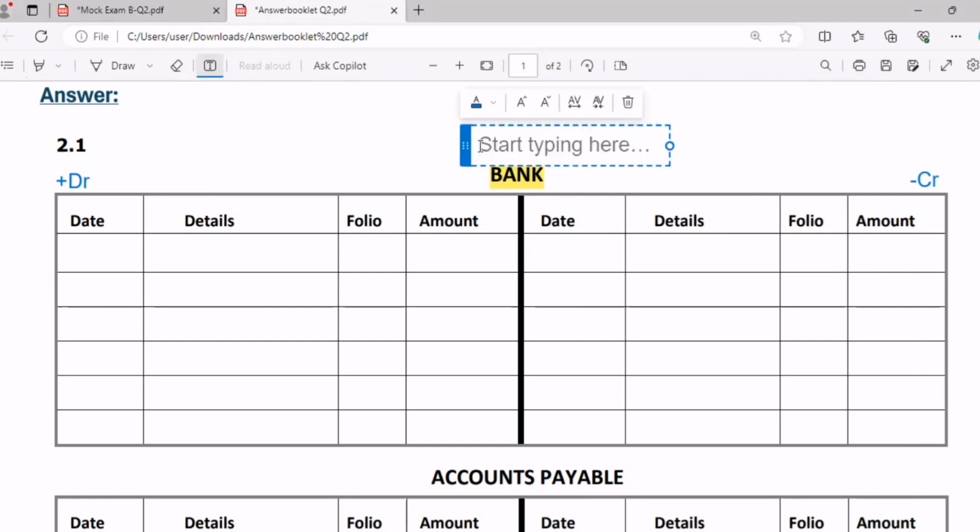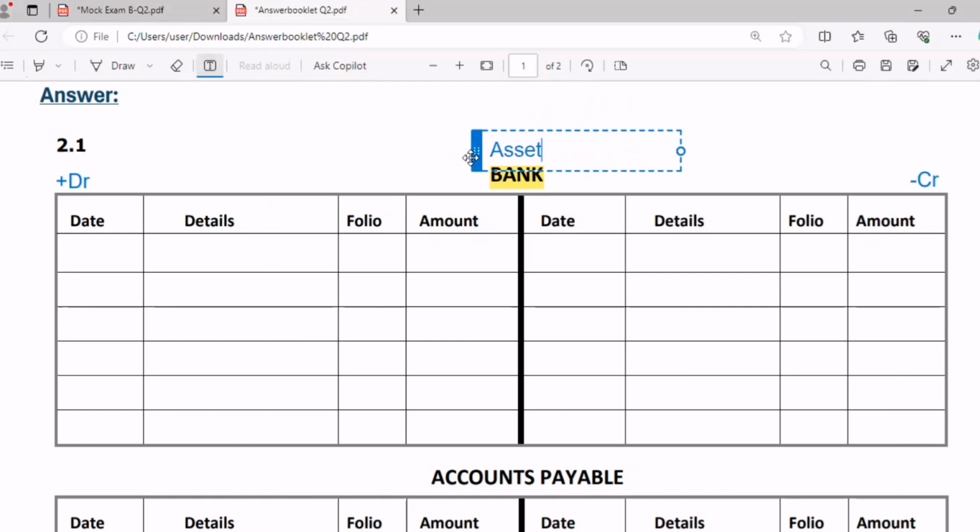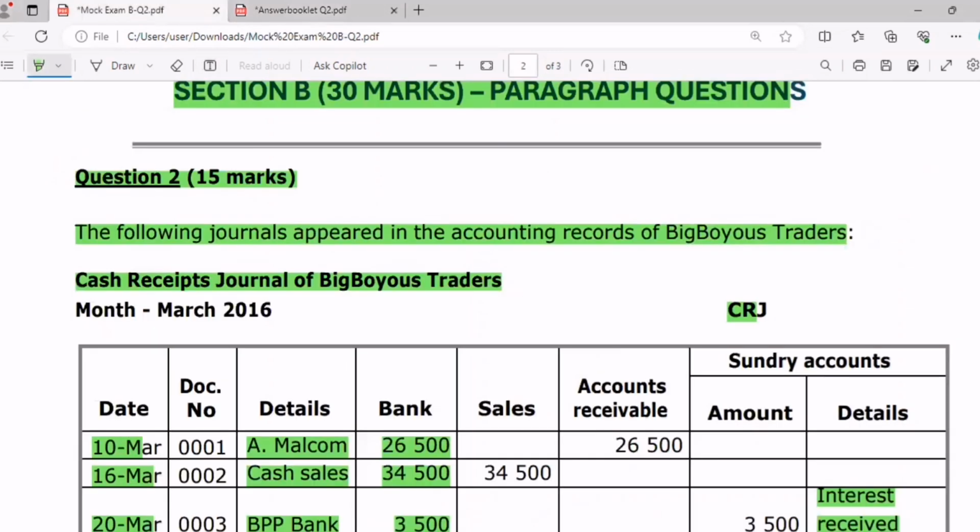So maybe I should indicate here, this is an asset. Bank is an asset. So all assets are positive on the debit side and they are negative on the credit side. So now the first thing that we're going to record here is the opening balance. So do we have the opening balance? Yes, we do have the bank opening balance.